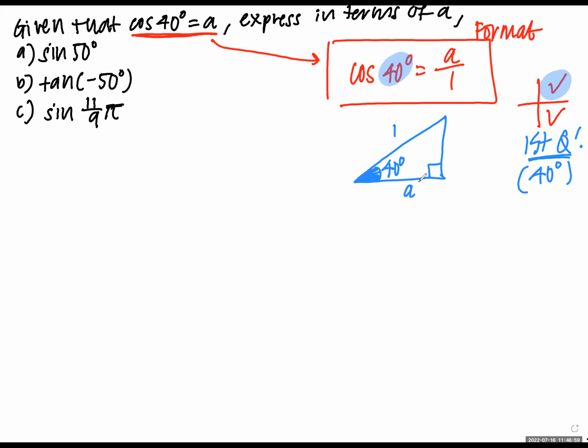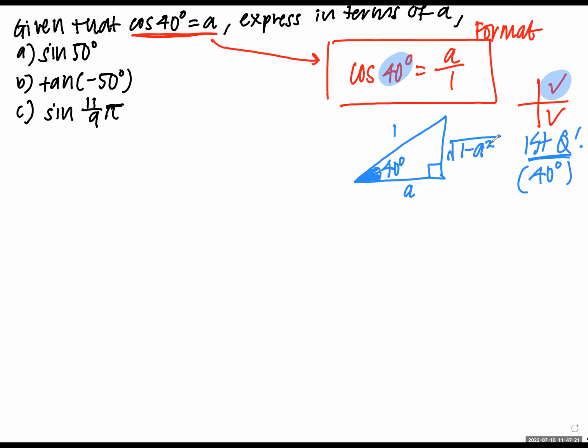So from here, what else can I find too? You can find the other side, the opposite. Okay, how to find the opposite? What would that give me? 1 square minus A square, square root, the whole thing. So start with square root, 1 square minus A square. 1 square is actually 1, minus A square.